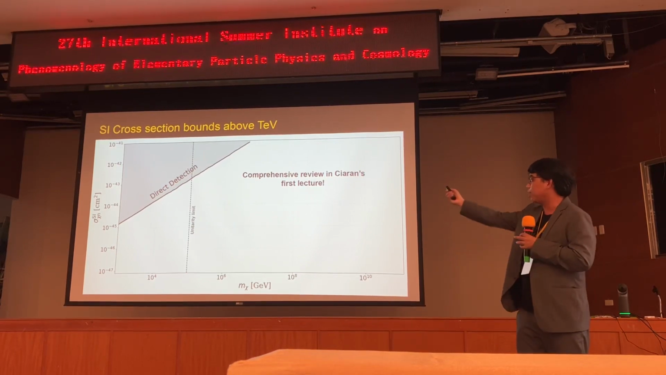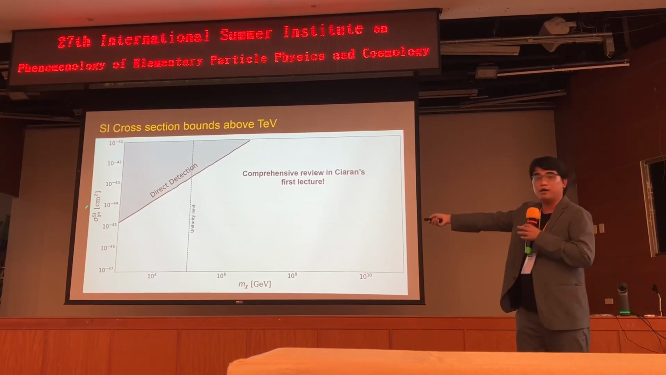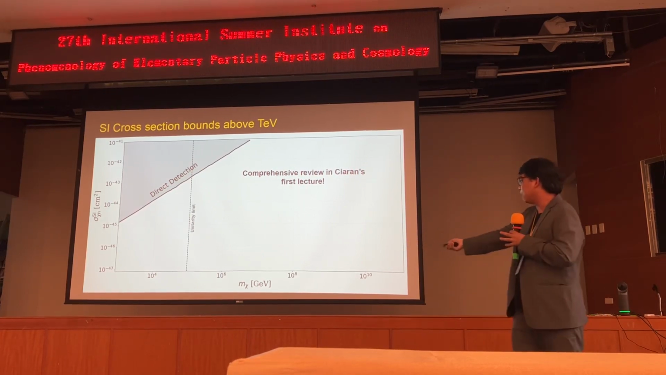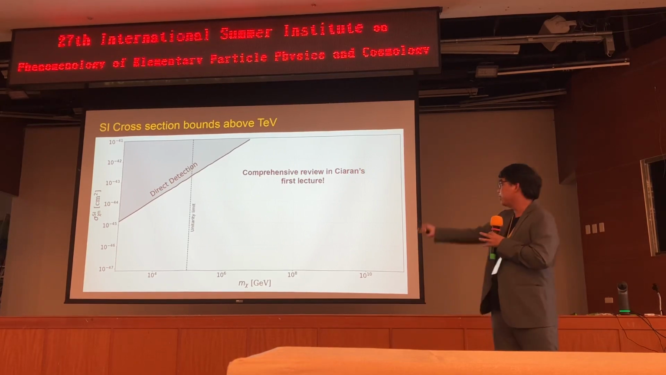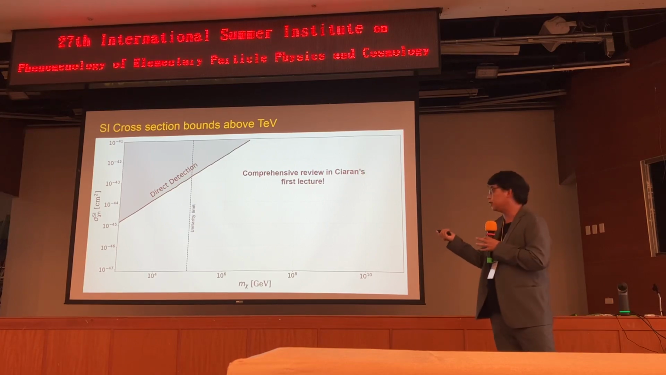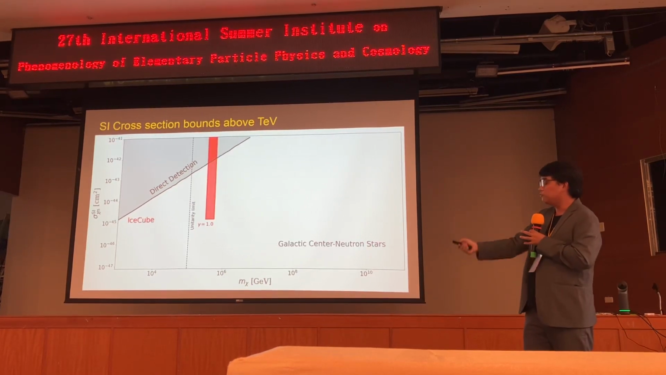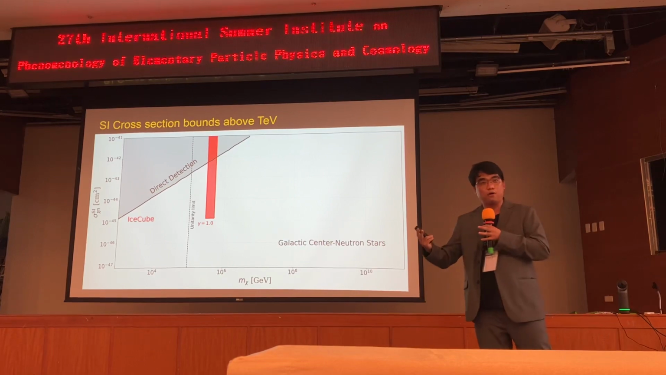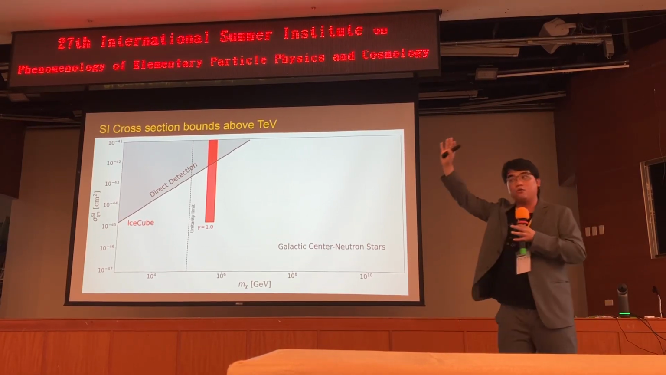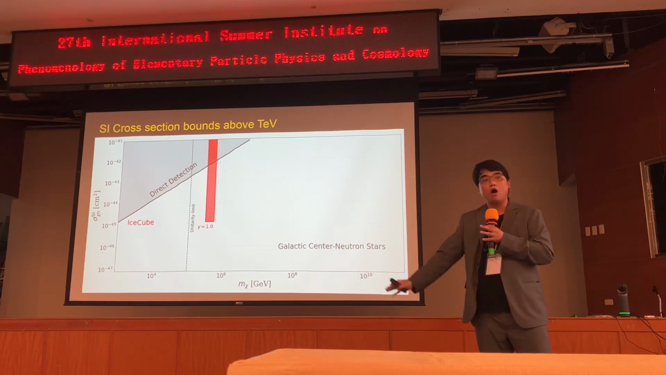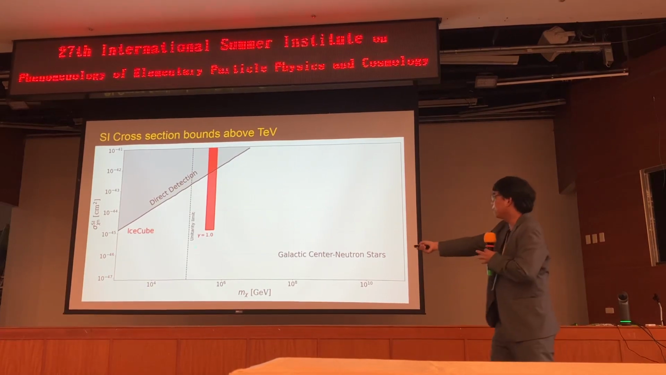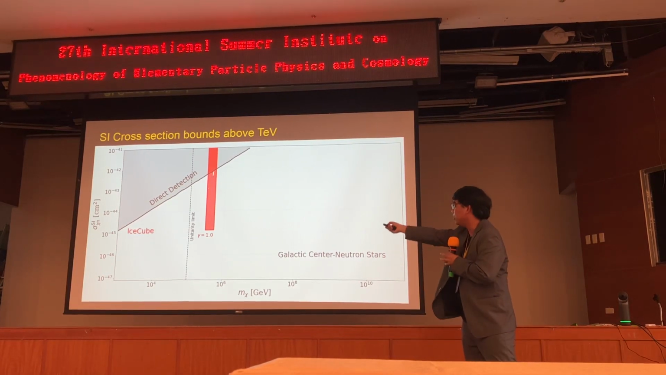The y-axis is the spin-independent cross section of dark matter with nucleon, and the x-axis is the mass of the dark matter. The direct detection was already covered by Kieran's first lecture. First we input the classical Navarro-Frenk-White dark matter density profile, and we take into account all of the neutron stars in our galactic center, and we use IceCube, so we can constrain a very tiny bit of the cross section here.